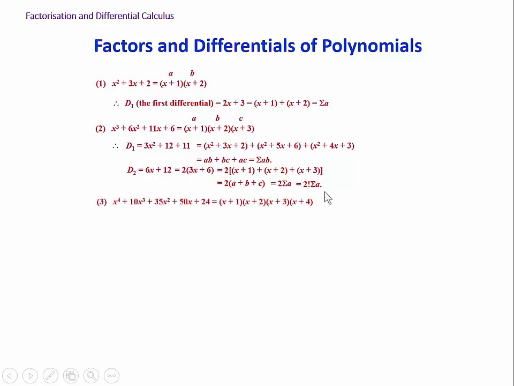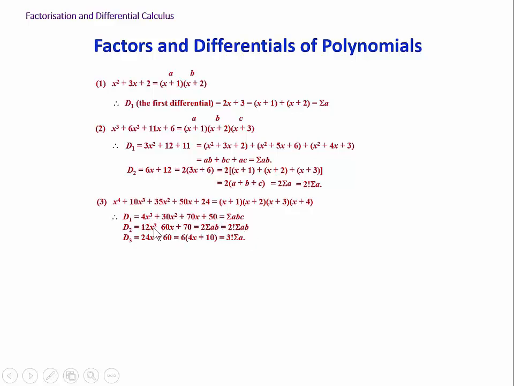The third example shows a quartic, which actually factorises into this. So we're interested in how the differentials are connected to these factors. And here are the results. The first differential is found by taking 3 factors at a time and multiplying them and adding up the results. So if you take the first 3, multiply that out, and then you take the last 3 and multiply that out, and then all the other combinations, there are actually 4, then you will get this expression for d1.